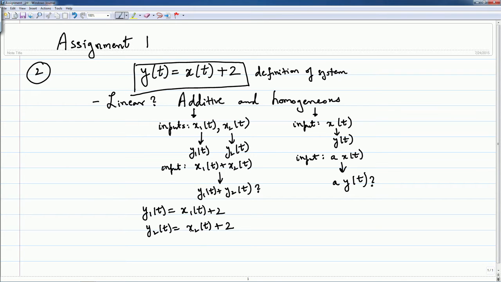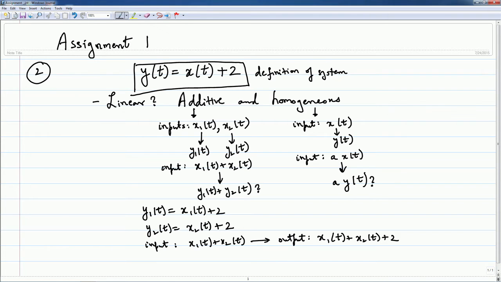Now, if the input is x1 of t plus x2 of t, what is the output going to be? Instead of x of t in the definition of the system, I have to plug in the input that I have. The input that I have is x1 of t plus x2 of t. So, the output is going to become x1 of t plus x2 of t plus 2, right. According to the definition of the system, if x1 of t plus x2 of t is the input, the output you get is x1 of t plus x2 of t plus 2.